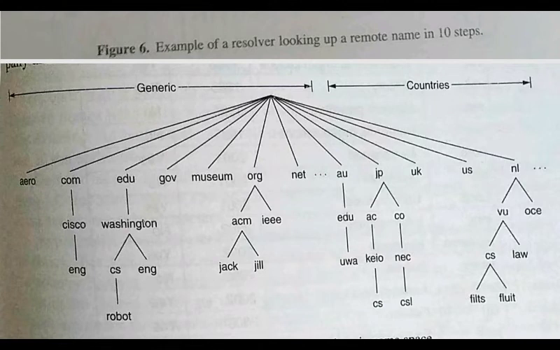Now, the leaves of the tree represent domains that have no subdomains. A leaf domain may contain a single host, or it may represent a company and contain thousands of hosts.